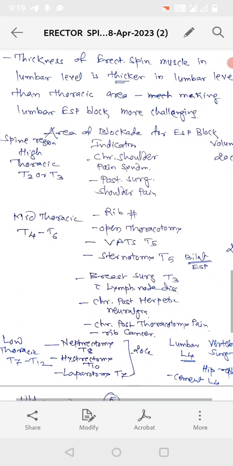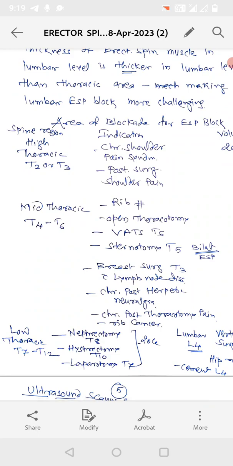Area of blockade for ESP block: it is divided into high thoracic, mid thoracic and lower thoracic. High thoracic is T2 to T3, mid thoracic T4 to T6, lower thoracic T7 to T12. High thoracic is indicated for chronic shoulder pain and post-surgery shoulder pain. Mid thoracic is indicated for rib fracture, open thoracotomy, VATS surgery, thoracosternotomy, breast surgery, and chronic postoperative herpetic neuralgia.